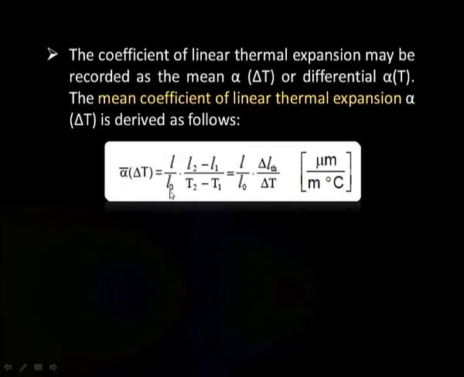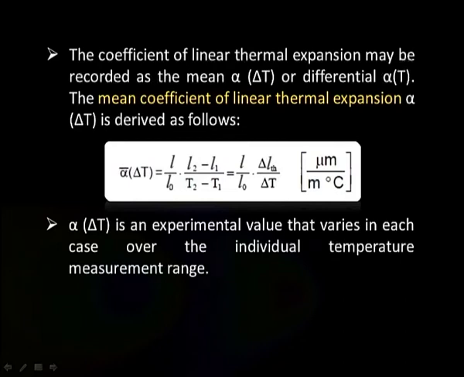The mean coefficient of linear thermal expansion alpha is derived as follows. Here we can see alpha bar delta T is equal to 1 by L0 multiplied by L2 minus L1 divided by T2 minus T1, and this is equal to 1 by L0 multiplied by delta L divided by delta T.